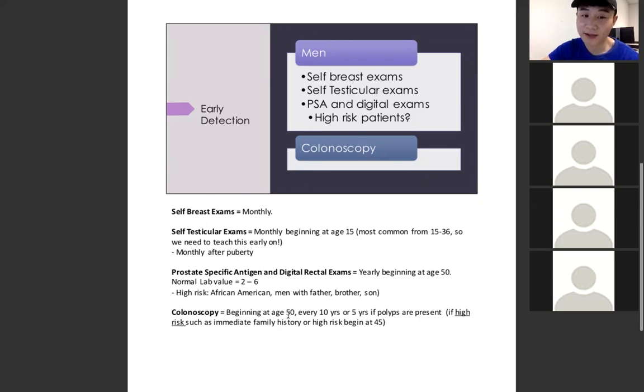So this is the third time this is repeated, so it must be very important. Beginning at age 50, every 10 years, or every 5 years if polyps are present. If high risk, such as immediate family history, begin at age 45. Okay.